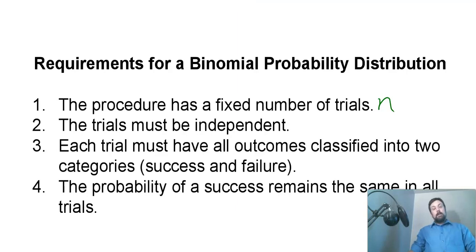In order to be considered a binomial probability distribution, the situation has to meet these four requirements. The first requirement is that the procedure that you're running has a fixed number of trials. So for example, maybe we are going to decide to flip coins. And so the procedure we might run is to flip a coin 10 times in a row. So 10 would be the number of trials that we are running in that procedure, right? We can't change that the next time to 15, right?